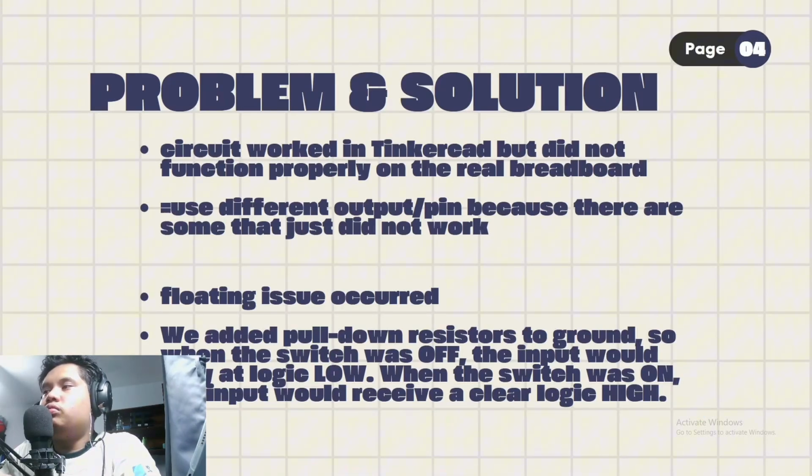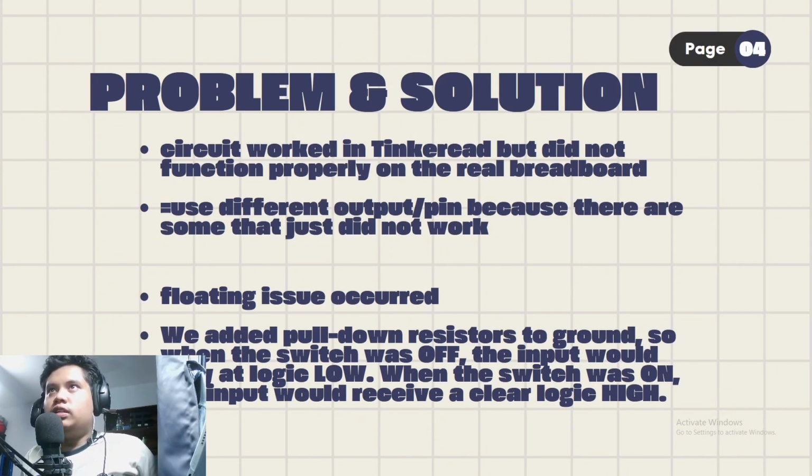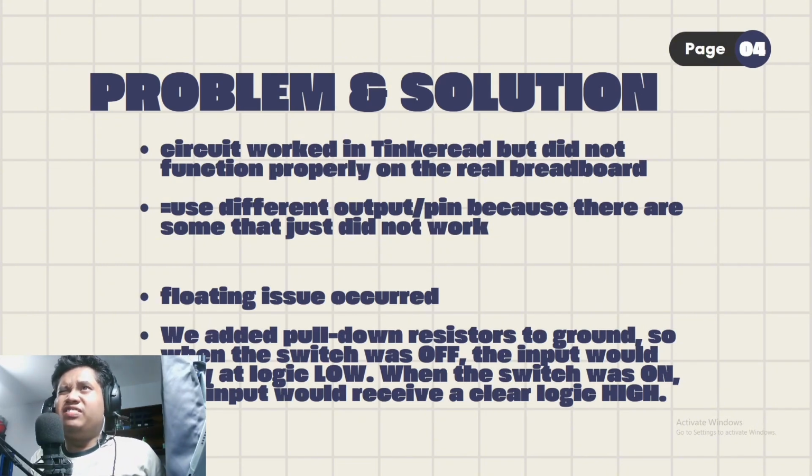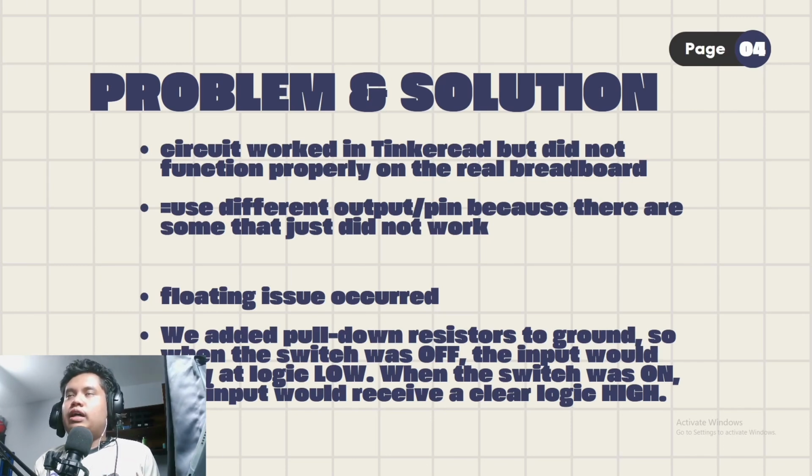So let's go to our final agenda, which is problems and solutions. One of the problems that we encountered is that the circuit works in Tinkercad but did not function properly on the real breadboard. So what does that mean? When we built our real circuit, we found that the circuit itself works, but the output given by the LED is different compared to the truth table that we constructed. We found that some of the logic gates did not work properly, as some pins were not working. Hence we managed to overcome this issue by placing the wire in a different pin, and it worked.